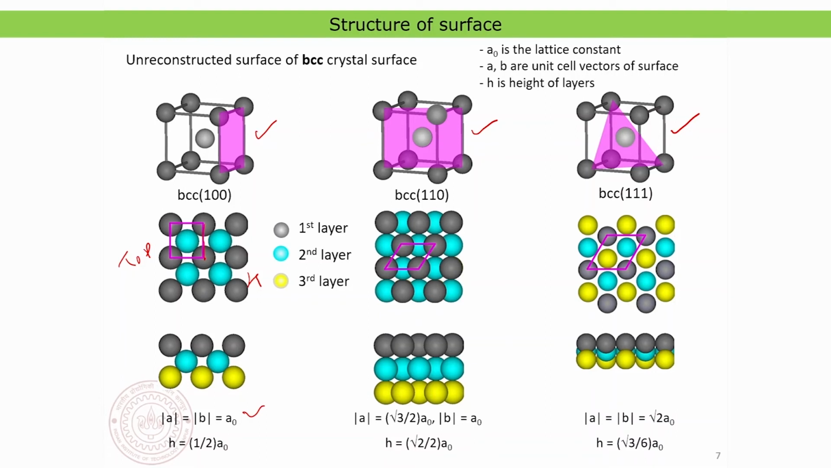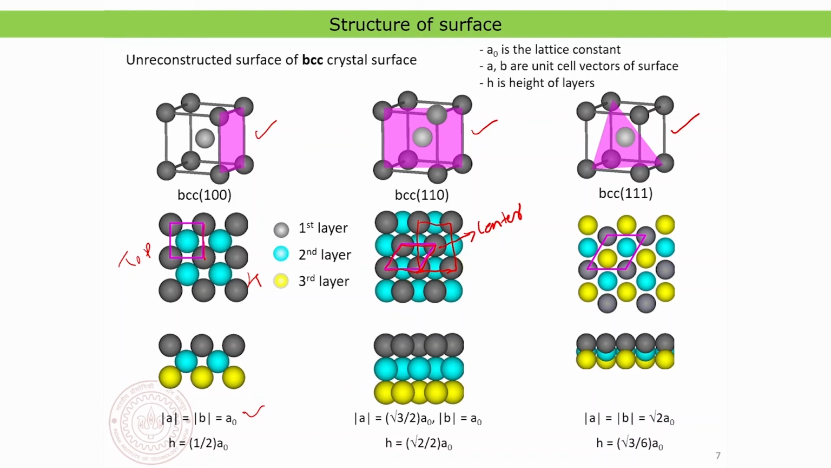But now when you look at the BCC 110 surface, here you can represent the surface using this kind of an oblique cell, or you can represent the surface using a rectangle like this. But here the rectangle has a difference. The rectangle actually has an atom at the center. This is not the case when you created the FCC 110 surface, where it was clearly a rectangle with nothing at the center. But here you have something at the center.